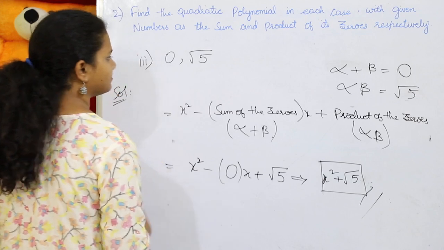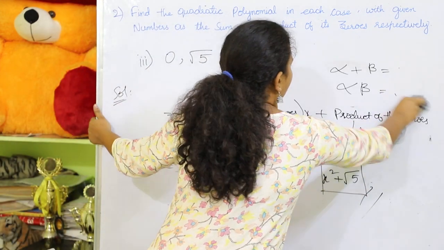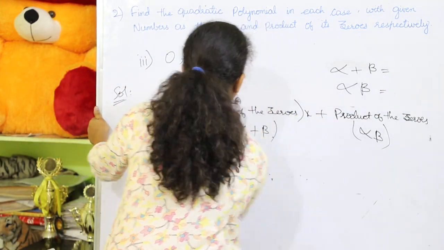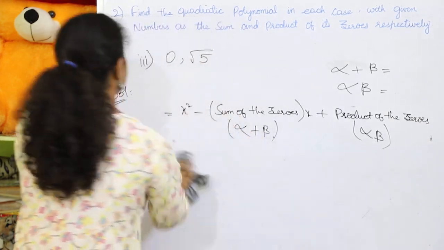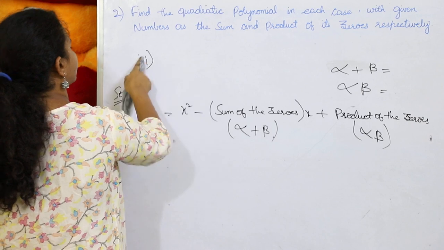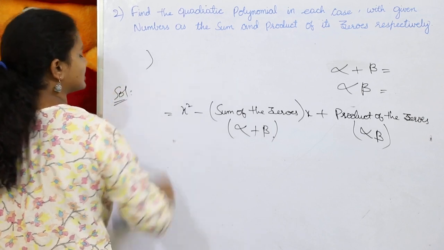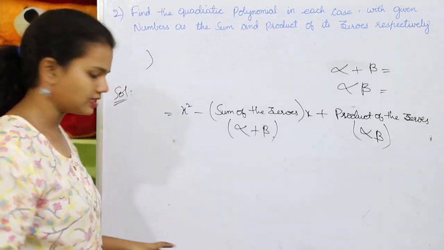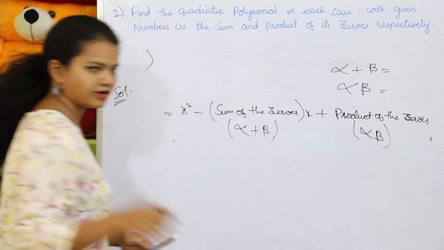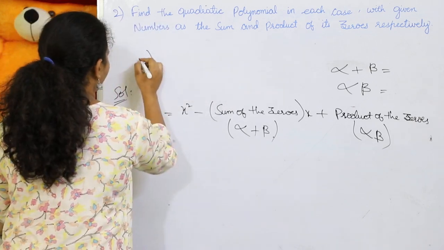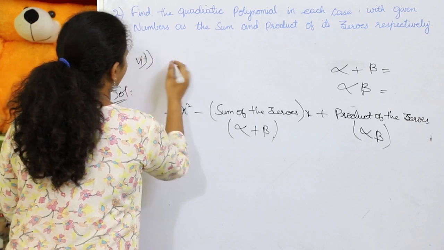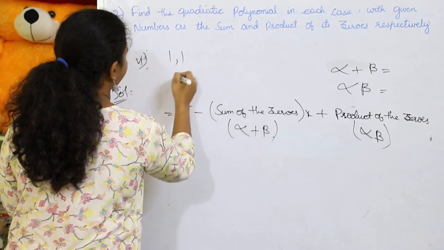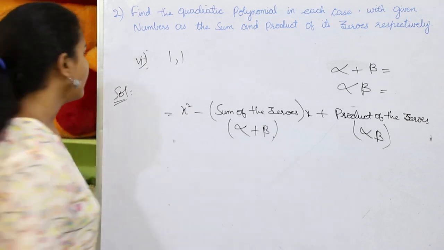1 comma 1. So guys, here it is the same, easily, but you try to do it yourself now. 1 comma 1, the question is, you try to do it yourself. Pause the video for some time. So the fourth one is 1 comma 1. Alright, now let's start with it.